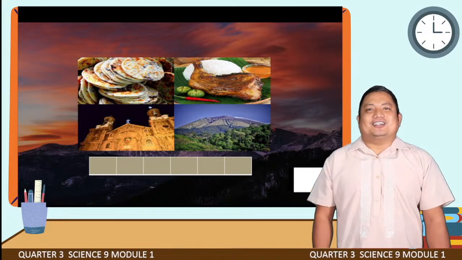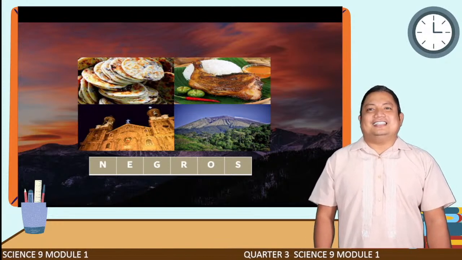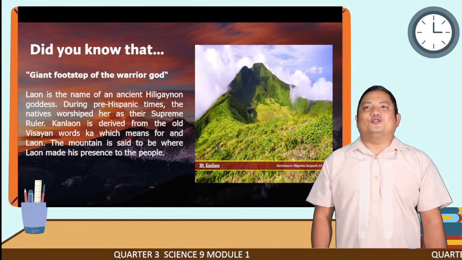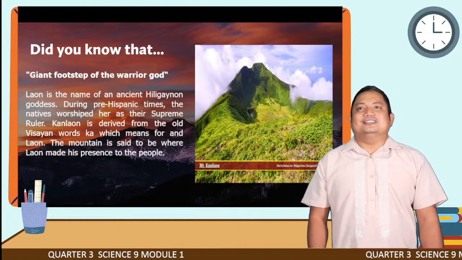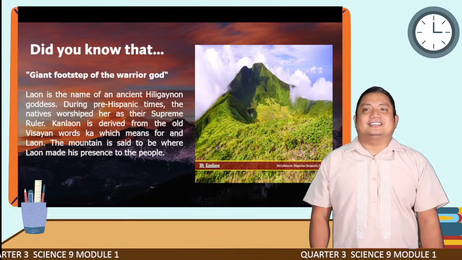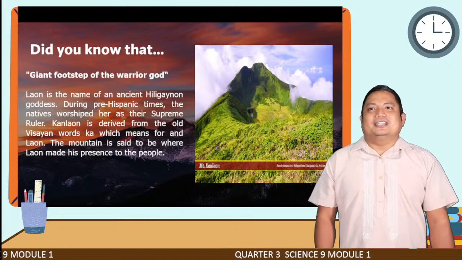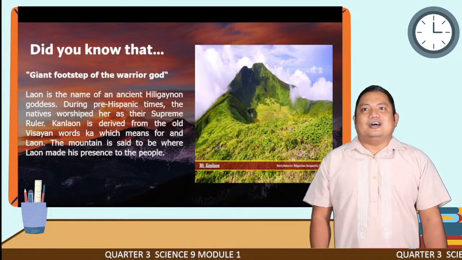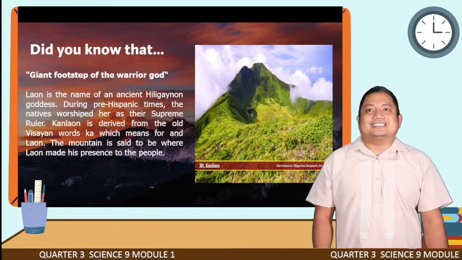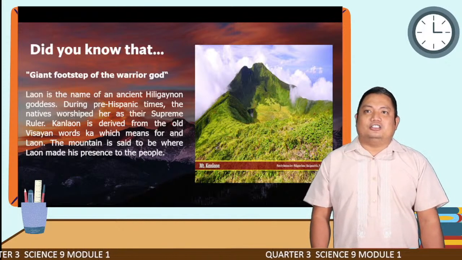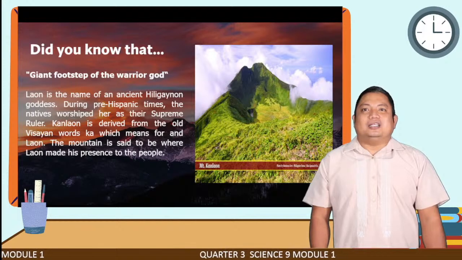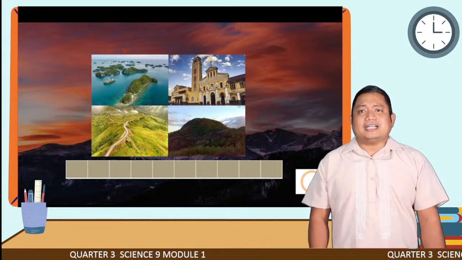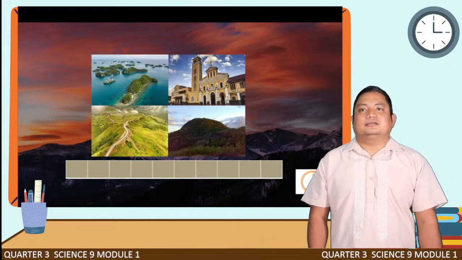All right, what is your answer? Very good, it is Negros. Did you know that Mount Kanlaon means the giant footstep of the warrior god? Laon is the name of an ancient Hiligaynon goddess. During pre-Hispanic times, the natives worshipped her as their supreme ruler. Kanlaon is derived from the old Visayan words ka, which means four, and laon. The mountain is said to be where Laon made his presence known to the people. Next, another 5 seconds.